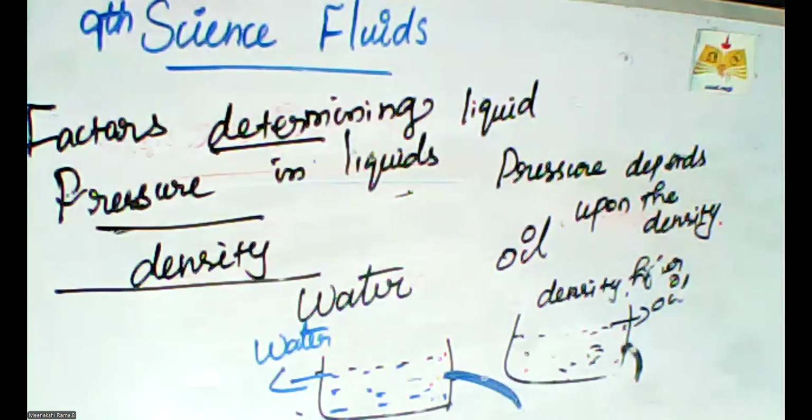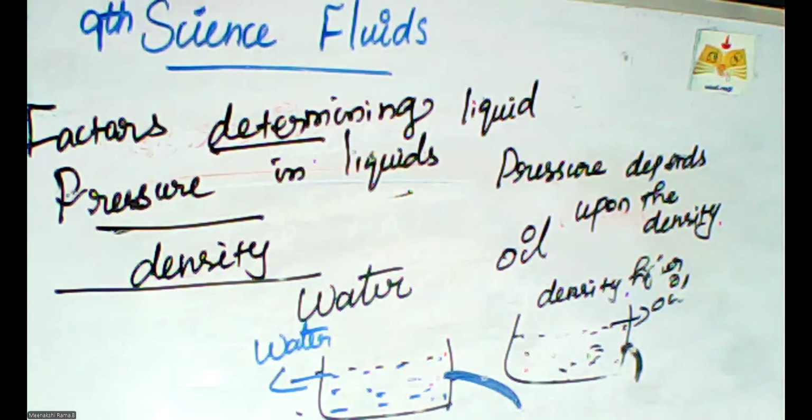Okay. Next one, pressure due to a liquid column. So the second one is pressure. The first one is depth, the second one is density, and the third one is gravity.